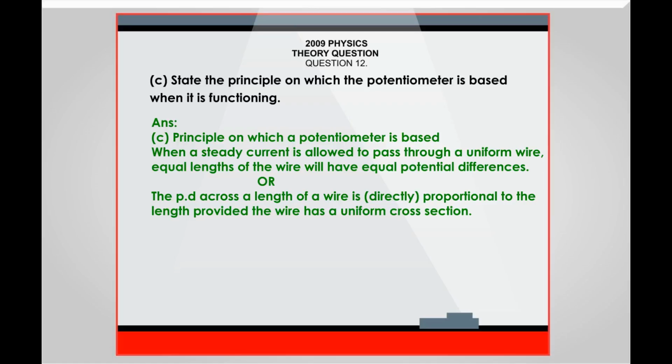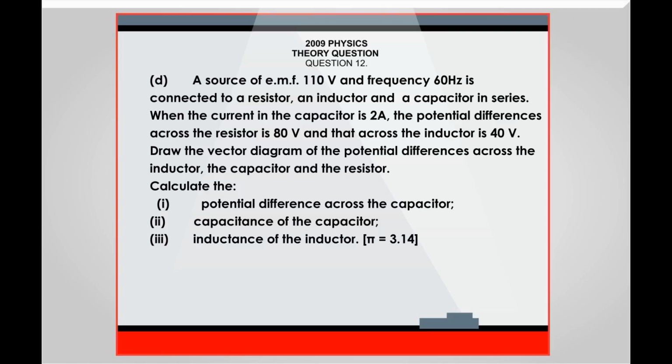Answer. Principle on which a potentiometer is based. When a steady current is allowed to pass through a uniform wire, equal lengths of the wire will have equal potential differences. Or the PD across the length of a wire is directly proportional to the length, provided the wire has a uniform cross-section.